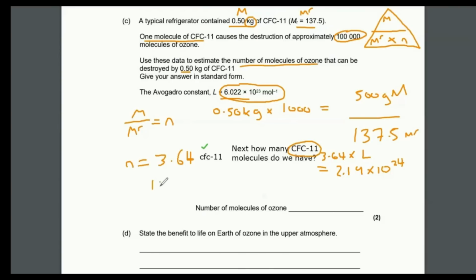Now, what I also need to take account of, that's the molecules of CFC, but the ratio of CFC to ozone that's broken down is 1 to 100,000. So I need to times that by 100,000. So timesing it by an extra 5 zeros, so I can just add an extra 5 on there. So 2.19 times 10 to the 29. And that is the number of molecules of ozone that will be broken down by 0.50 kilograms of CFC.